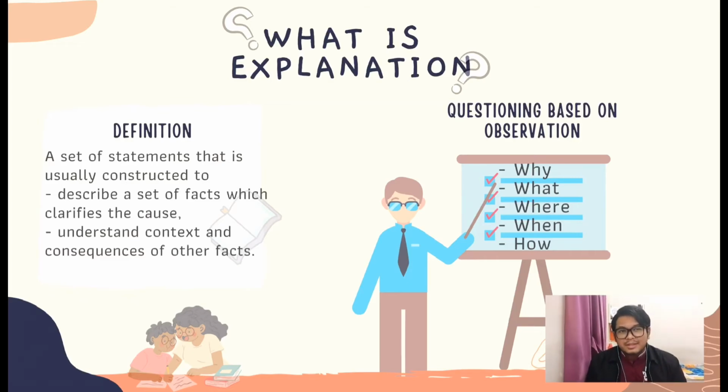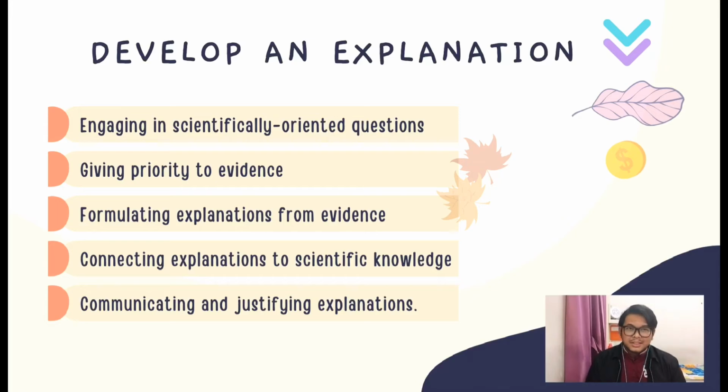So moving on to the next slide. To develop an explanation, there are 5 steps. The first one is engaging in scientifically oriented questions. The second one is giving priority to evidence. Third is formulating explanations from evidence. Fourth is connecting explanations to scientific knowledge. And the last one is communicating and justifying explanations.